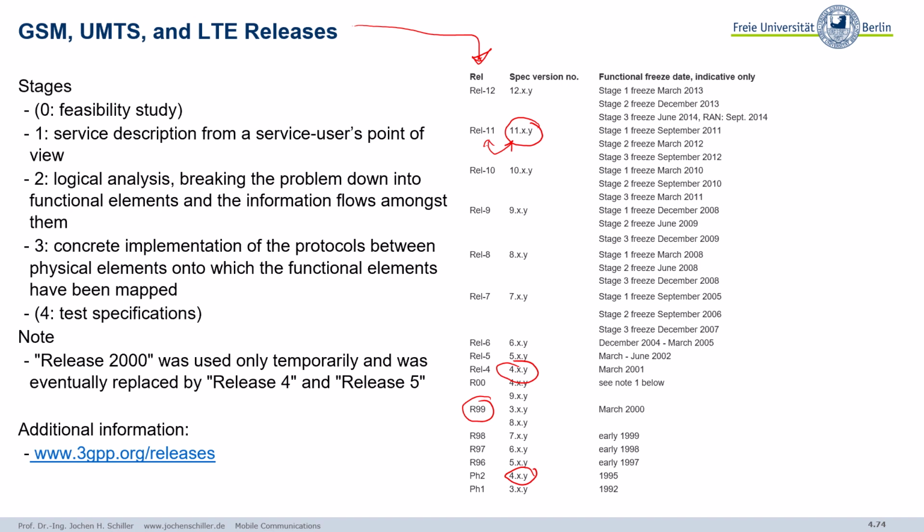And after we've done this, well, we have to test the whole thing. So you can look up all the releases, follow the link shown here. So that's the idea. Okay, that was just to clarify the idea of why release 99 and now we have release 17 and what is the difference and what are these stages.